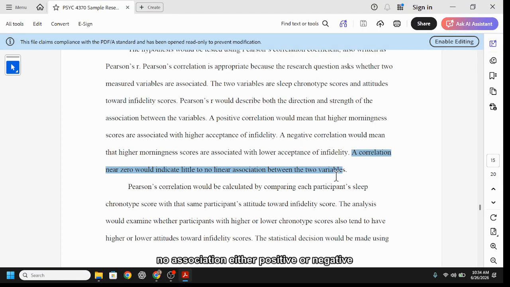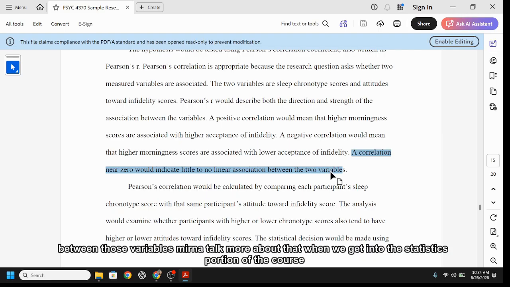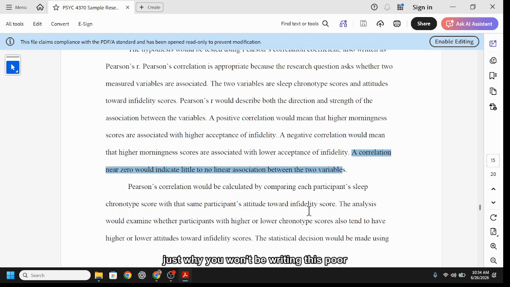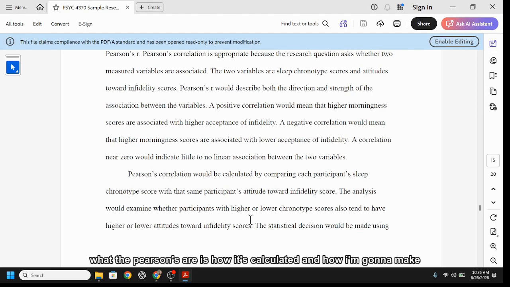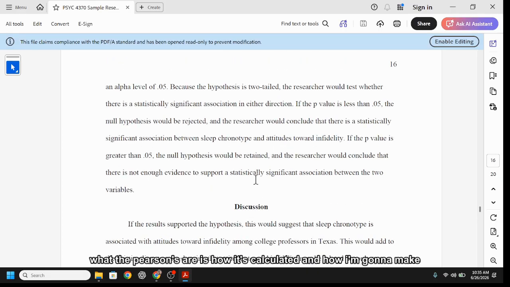That would mean there was no association, either positive or negative, between those variables. And we're going to talk more about that when we get into the statistics portion of the course, which is why you won't be writing this portion until towards the end of the class. I go into more detail about what the Pearson's R is, how it's calculated, and how I'm going to make a decision about my hypotheses based off of that result.